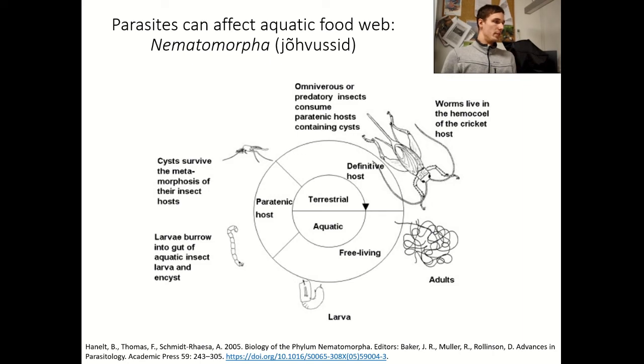Now, when the aquatic invertebrate emerges from the water and flies to the terrestrial habitat, then it may get eaten by a cricket, and then the cricket gets infected. The parasite cysts in the cricket develop into worms that live in the hemocoel of the host, and the parasite forces the cricket to go to the stream.